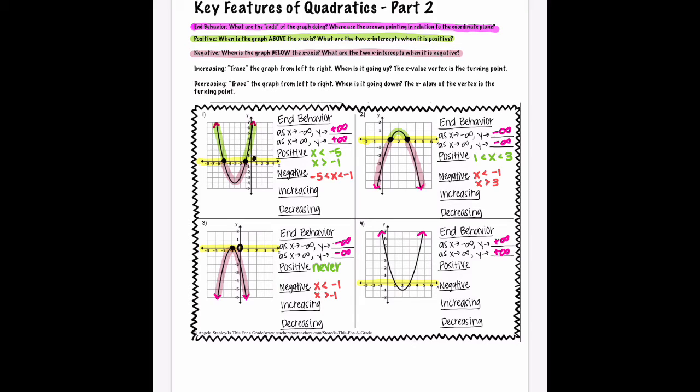Finally, last example for positive and negative. So when is this graph above the x-axis, and when is it below the x-axis? Okay, so I've highlighted the different sections that we need to describe. We'll start with the positives. So from this point and going to the left, all of those y values are above the x-axis. So to write that in inequality notation, that's when x is less than 1. Notice I'm not using the equal sign for the reason that we talked about in number 3.